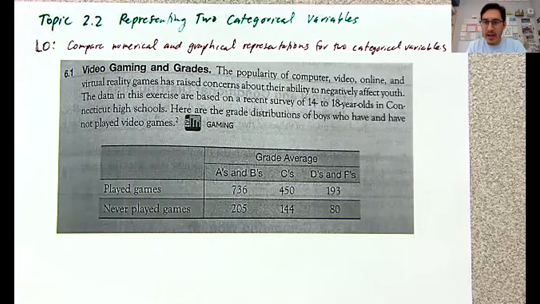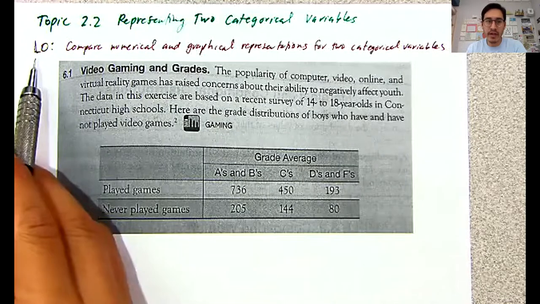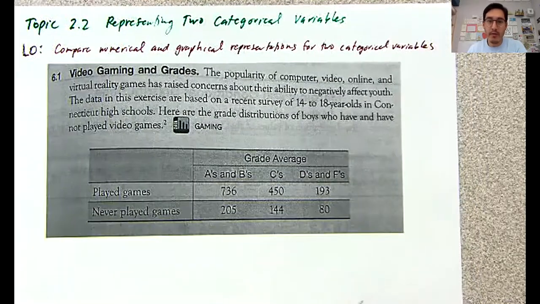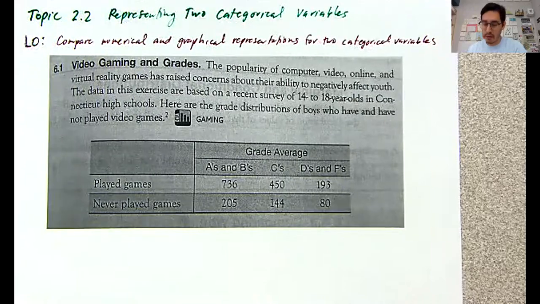I just went ahead and picked a problem that I thought addressed this topic pretty well. So topic 2.2 is about representing two categorical variables. And our learning objective, that's what the LO stands for, is to compare numerical and graphical representations for two categorical variables.